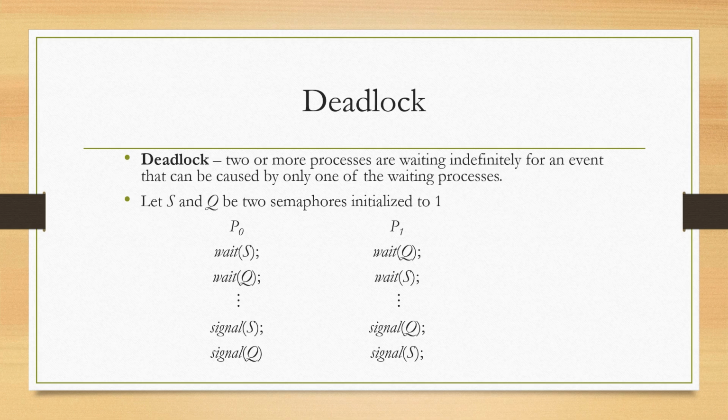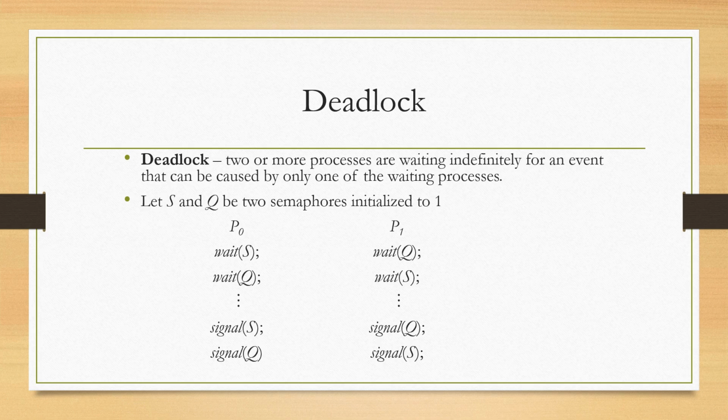P0 then tries to acquire resource Q, but Q is held by P1, so P0 waits. P1 acquires resource Q, then waits for S. P1 then tries to acquire resource S, but S is held by P0, so P1 waits. At this point, both processes are waiting for the other to release a resource.